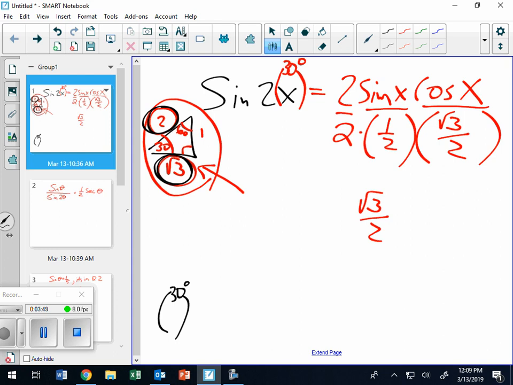Okay, so moral of the story is that you need to memorize this. Well, not really, because I'm giving you a sheet, but I'm telling you that that's one of the ones that's on the AP test. It's called a double angle. Sine of 2 theta is 2 sine theta cosine theta.